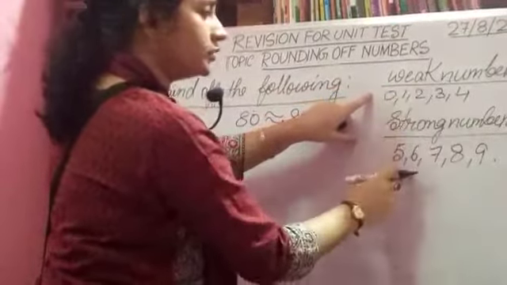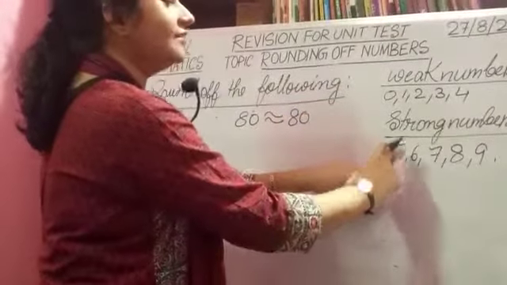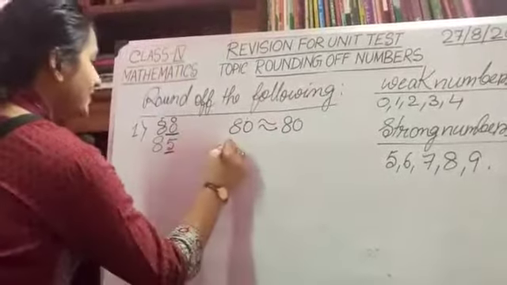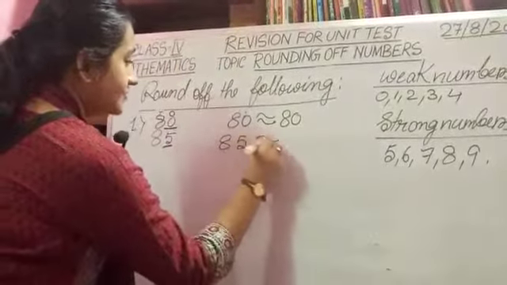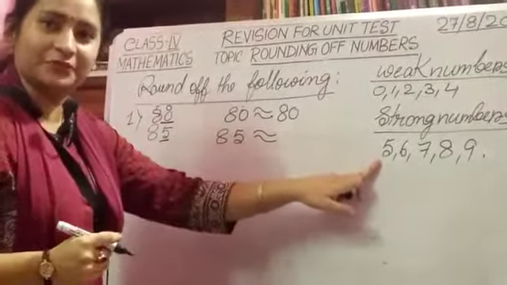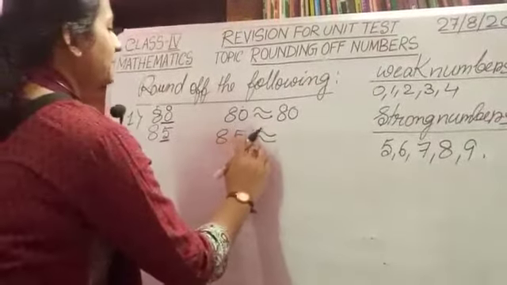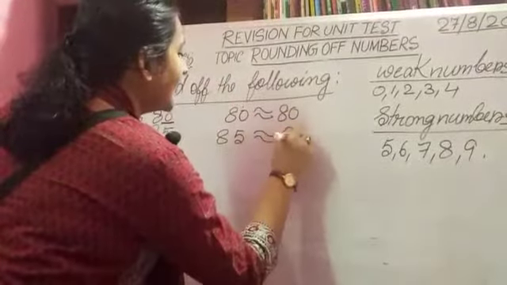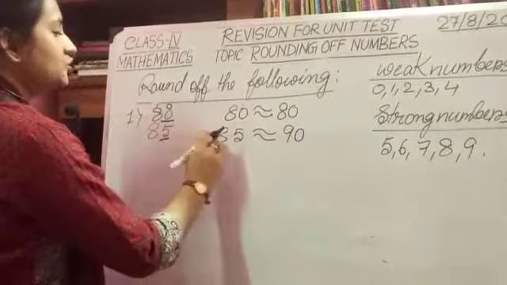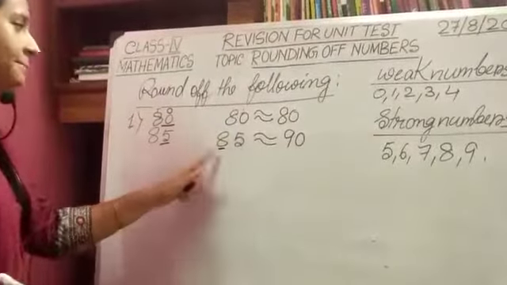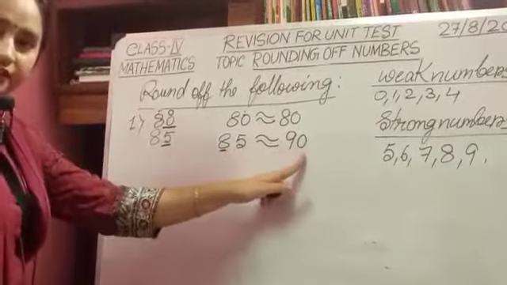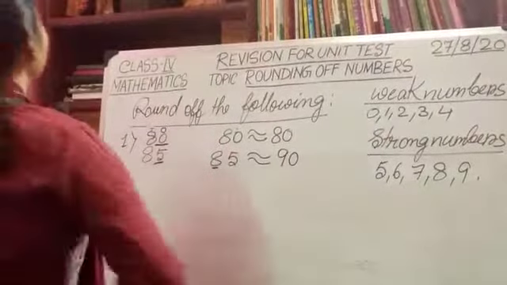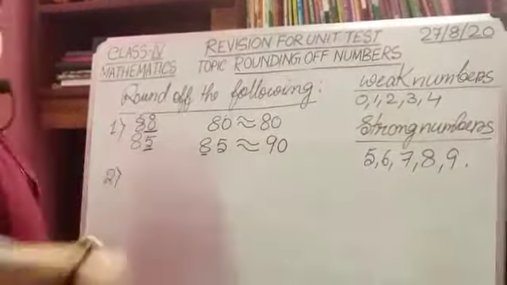5, where is it situated? Weak numbers or strong numbers? 5 is situated under the column of strong numbers, right? So, here 85, since 5 is a strong number, it can be estimated to the greater tens, that means 90. You just add 1 to this number and you will put a 0 over here and you will get the estimated or the rounded off number. Right, children?